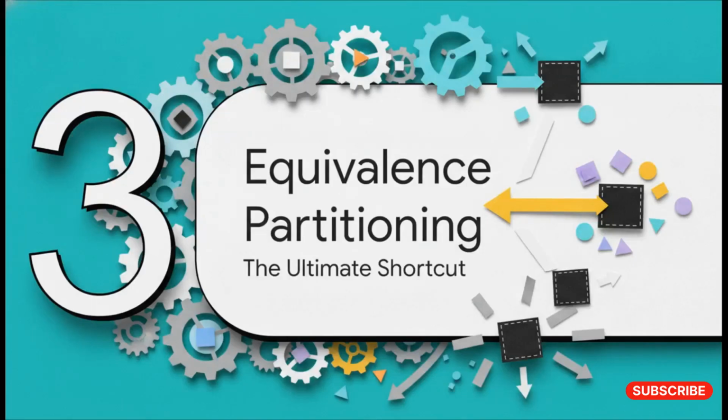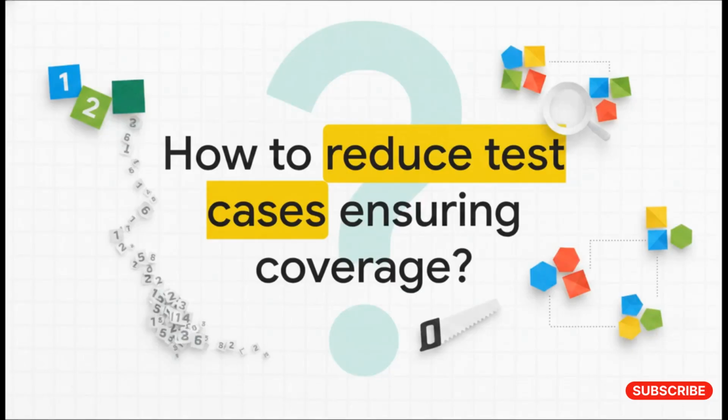Section 3. Equivalence Partitioning Explained. The ultimate shortcut. Because here is the great dilemma every software tester faces. Let's say a text field accepts any number from 1 to 1,000. Do you really sit there and type in 1, then 2, then 3, all the way up to 1,000?